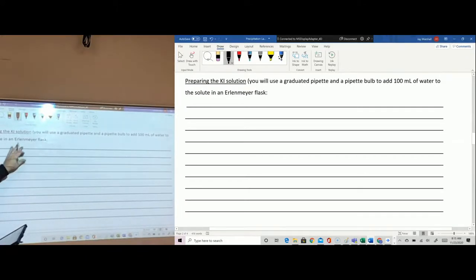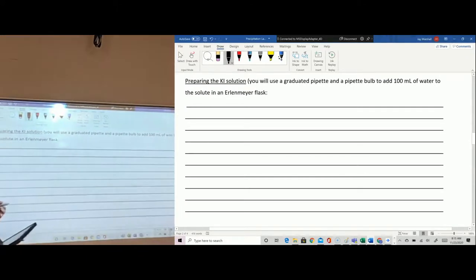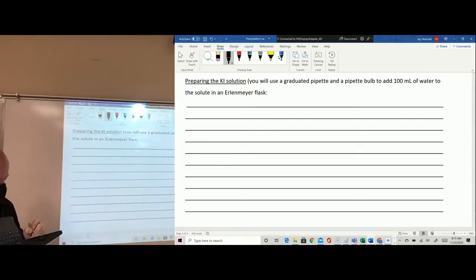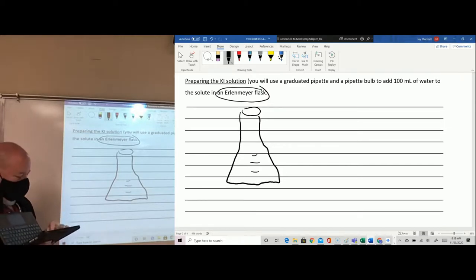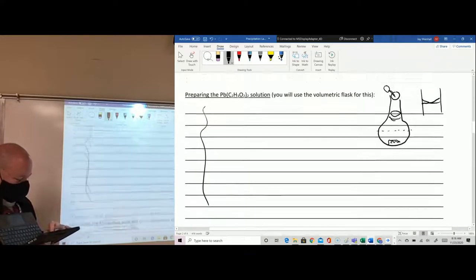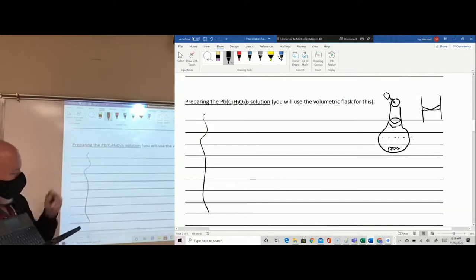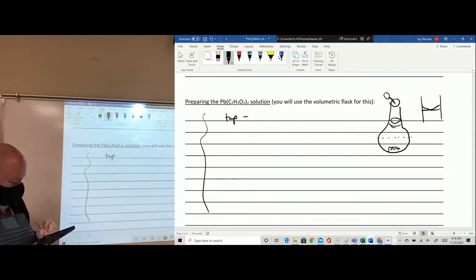Potassium iodide, you're going to use the graduated pipette and a pipette bulb and an Erlenmeyer flask. And remember, an Erlenmeyer flask is this kind of conical shaped thing, right? And it has some measurements on the side. Oh, by the way, a note that you should make for this: when you make this, we're using tap water, and tap water has chloride ions in it.